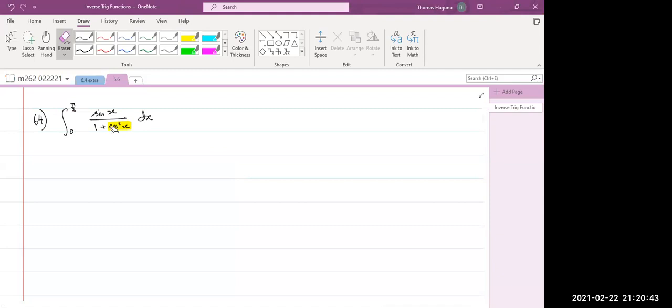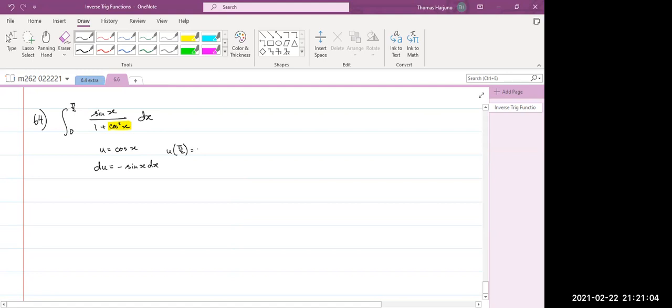Okay, so let's do substitution. u equals cosine x. So du will be negative sine x dx. Now then, u of pi over 2 is cosine pi over 2, that's 0. u of 0, that's cosine 0, is 1.